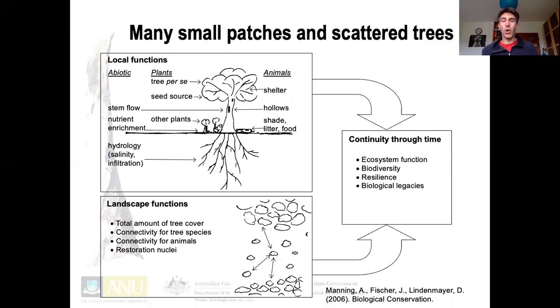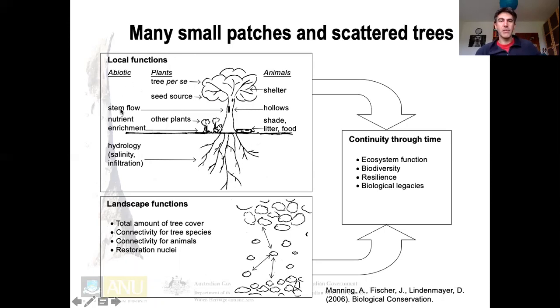The whole functioning of that place will change quite a lot. Whereas if you add one tree to a patch that's already 10 hectares in size, not very much changes in terms of the ecological functions. So scattered trees fulfill locally extremely important keystone functions because they change a lot of things in the environment.